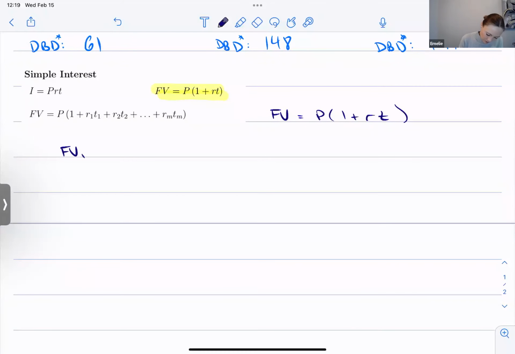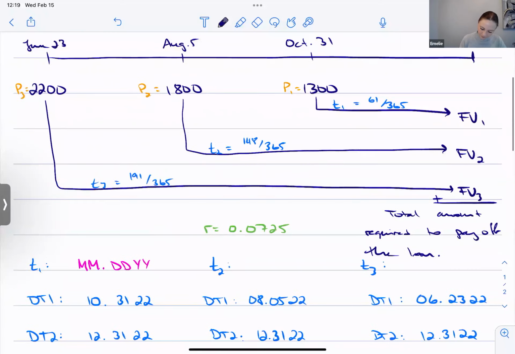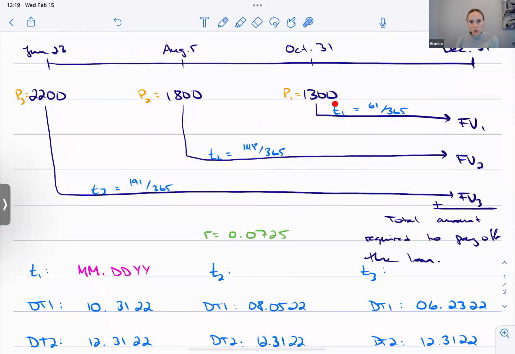So future value 1 is P1 times 1 plus R times T1. R stays the same for all of them, so I'm not going to use a subscript there, but I can solve for future value 1, P1. And this is where it's so important that you keep the values that belong together using the same subscript. It doesn't matter if you use 1, 2, 3, A, B, C, or whatever. Just make sure that they're the same.